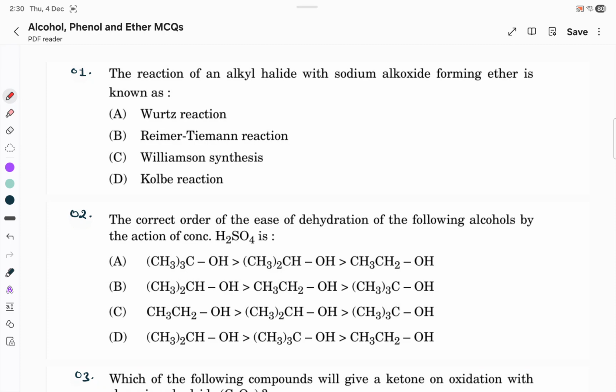First question, the reaction of alkyl halide with sodium alkoxide forming ether is known as. So they are forming ether. So we have only one method of preparation with this, which is Williamson ether synthesis. So option C is the correct answer.